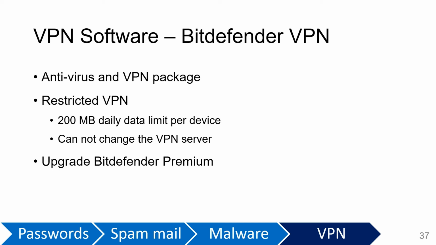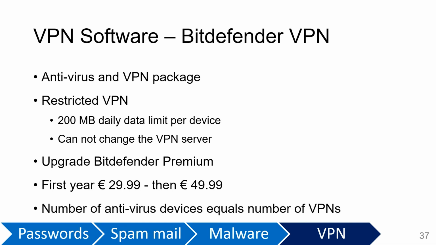Bitdefender Premium VPN also offers service worldwide. The price is €29.99 in the first year, and after that it will cost €49.99 yearly. The number of devices which you can use to install Bitdefender Premium VPN is the same as the number of devices on which you are allowed to run your antivirus program.